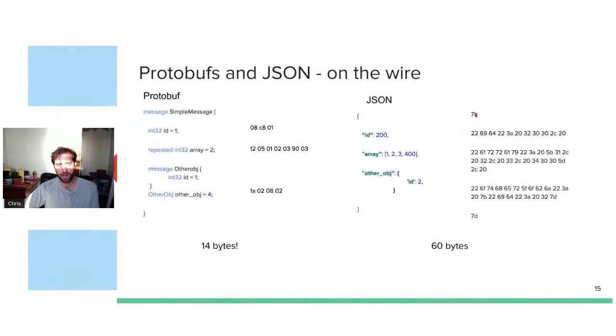So 7b, if you look at an ASCII table, is this opening brace. 22 is this quote. 69 is the I. 64 is the D. This is 22, another quote. 3a, a colon. There's a space, which is 20, and then 32 is the number 2 as a string, an ASCII character. 30 are zeros. So obviously that gets expensive, because every character represents a single byte. So this JSON data structure encoded, if we send it over the wire, is going to be 60 bytes, much larger than our protocol buffer version.